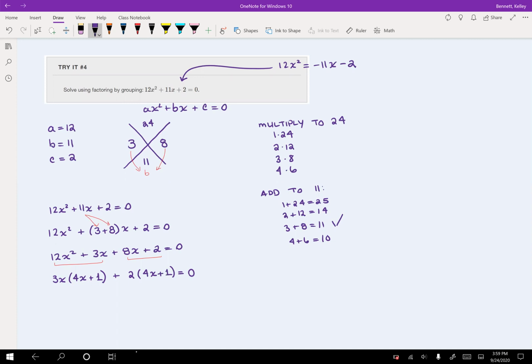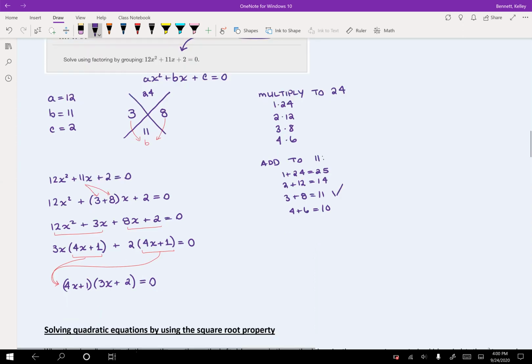So now what I can do is I can actually pull out this 4x plus 1 from each of these terms. So I'm going to pull this out as a factorization. So that gives me 4x plus 1. And it was clinging to a 3x. And it was clinging to a 2. So this is my new factorization.